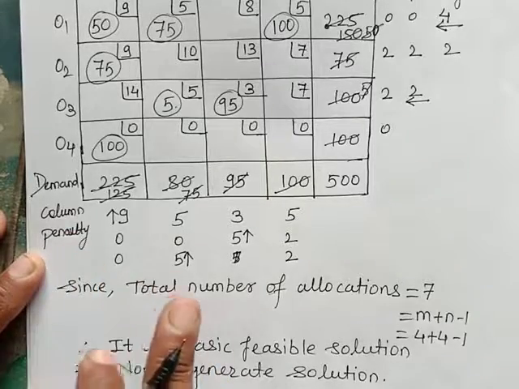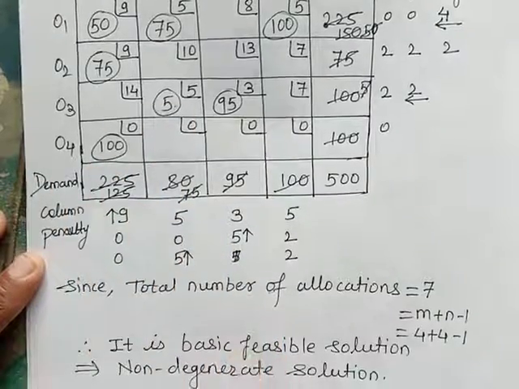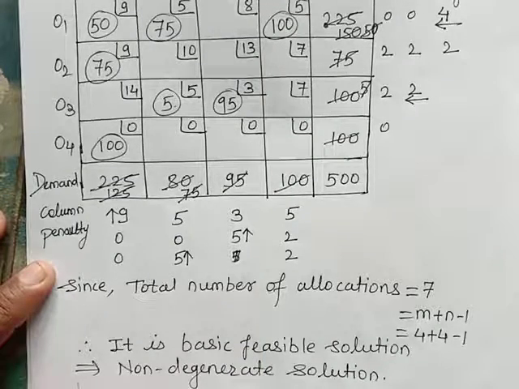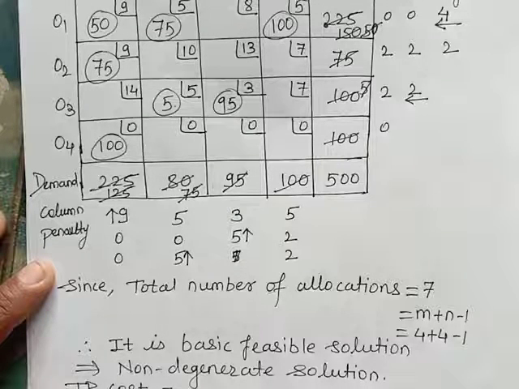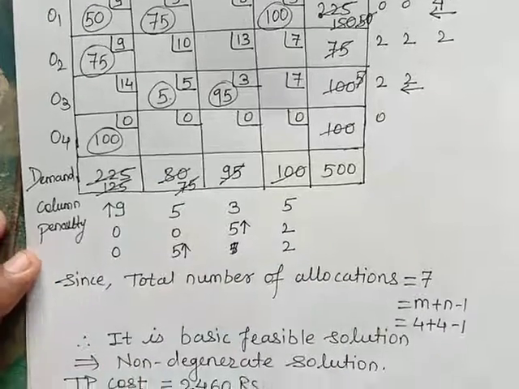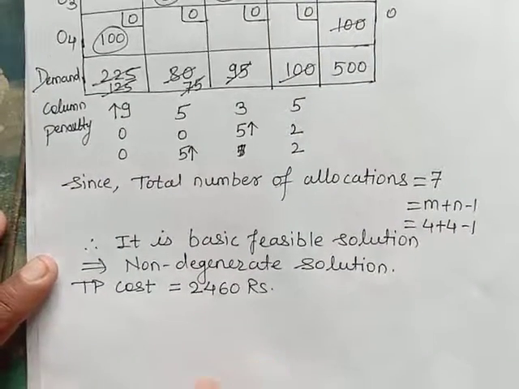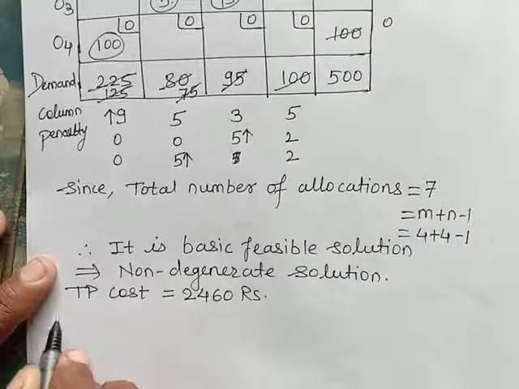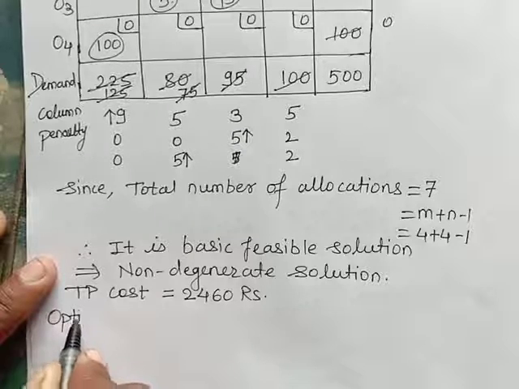Now, if you want, you can determine the TP cost here. I have found it. The TP cost for this, I got it as 2,460 rupees. You can check this cost. Now, after the optimality test, let's see how it goes. So now, let me apply the optimality test.